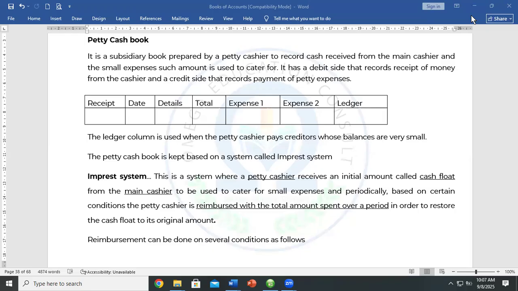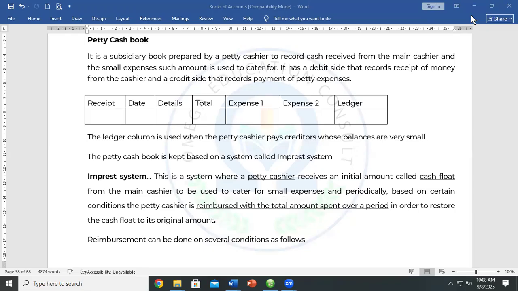So the imprest system is a system where you are given a fixed initial amount, and that amount is called cash float. Okay, that fixed initial amount is called cash float. In our case, that's the chop money. That is what you are going to use to pay for small expenses or petty expenses.